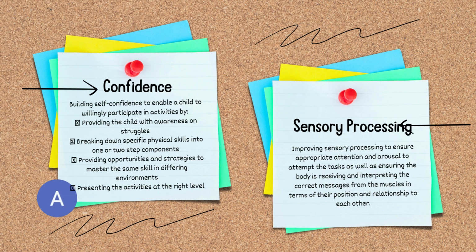Lastly, OT approaches use sensory processing. Improving sensory processing ensures appropriate attention and arousal to attempt the task. This means that we give sensory input to the child so that they are alert, they have more awareness of their body, and they have more attention so that they can actually grasp the skill taught more.